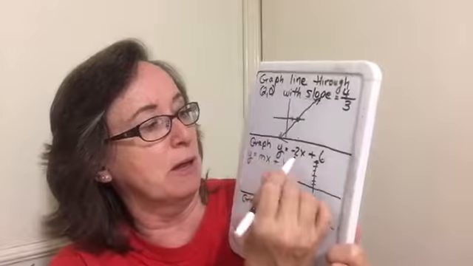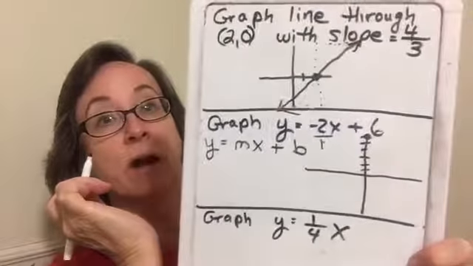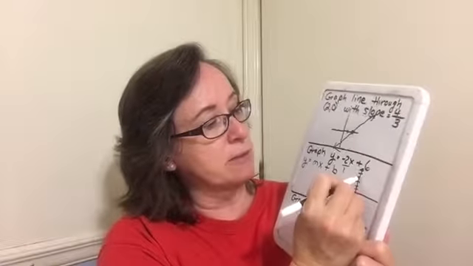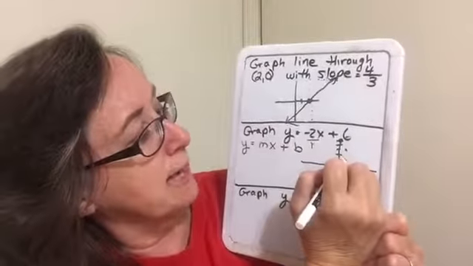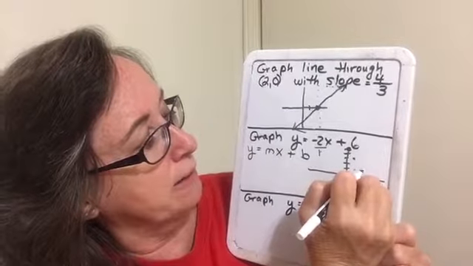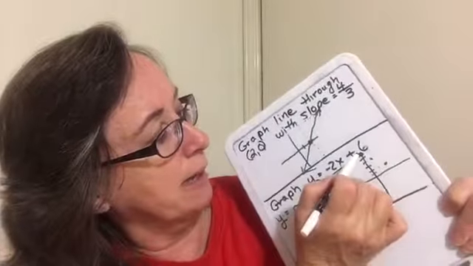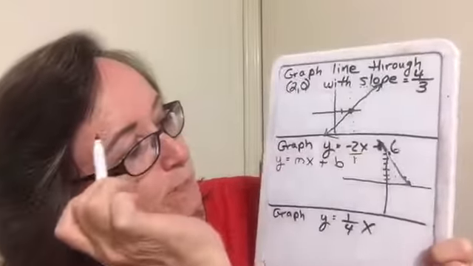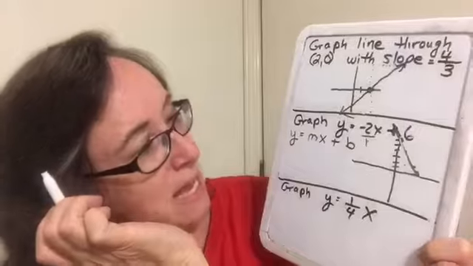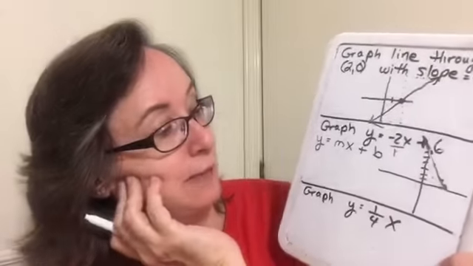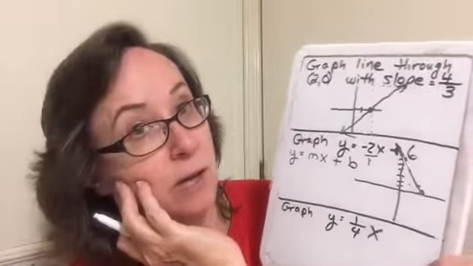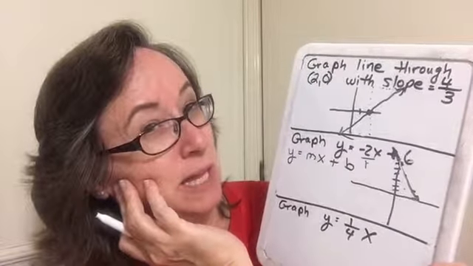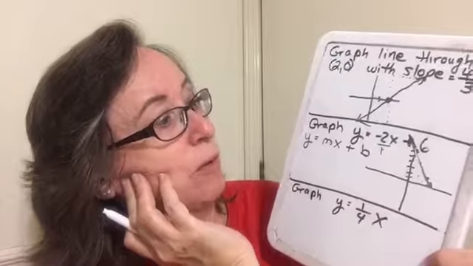So we would go over 1, negative 2 over 1. It's going to be down 2, right 1, and I get my line. And it is a negative slope. Okay? And if I had a negative 2 slope, I could also go up 2, back 1. It's the same thing as going down 2, right 1.